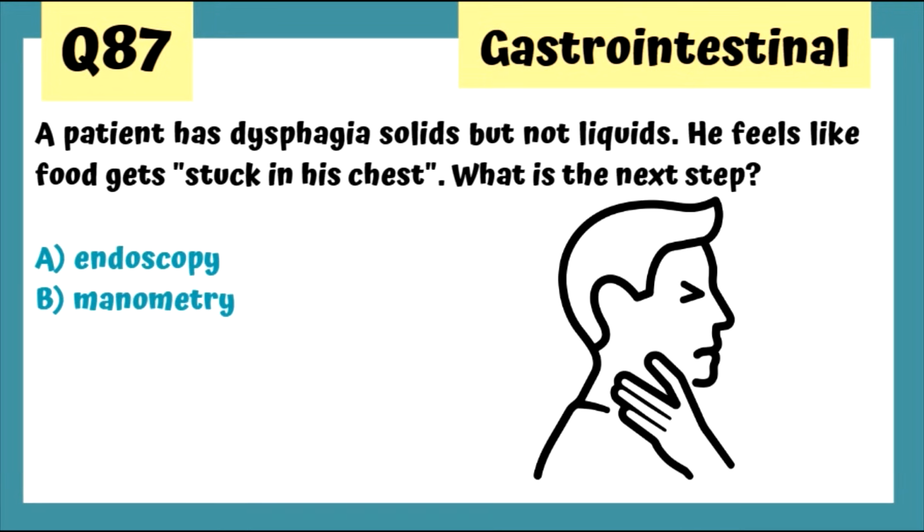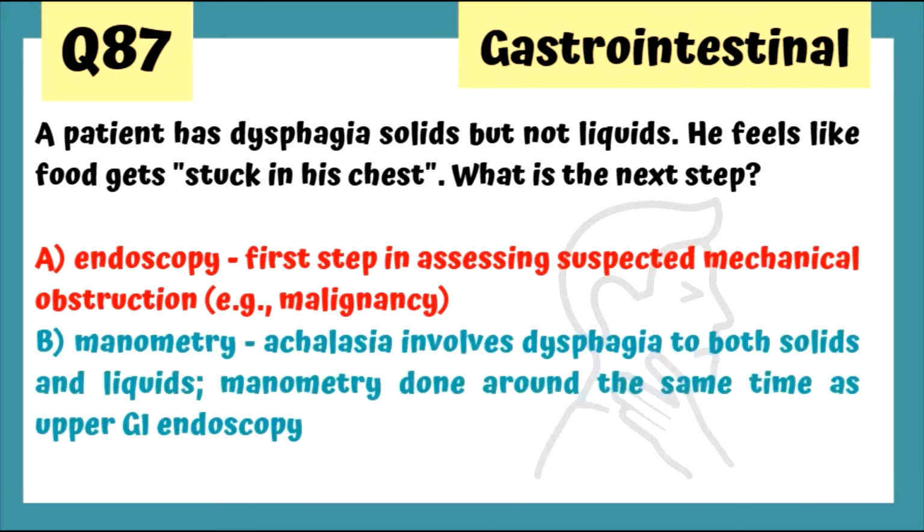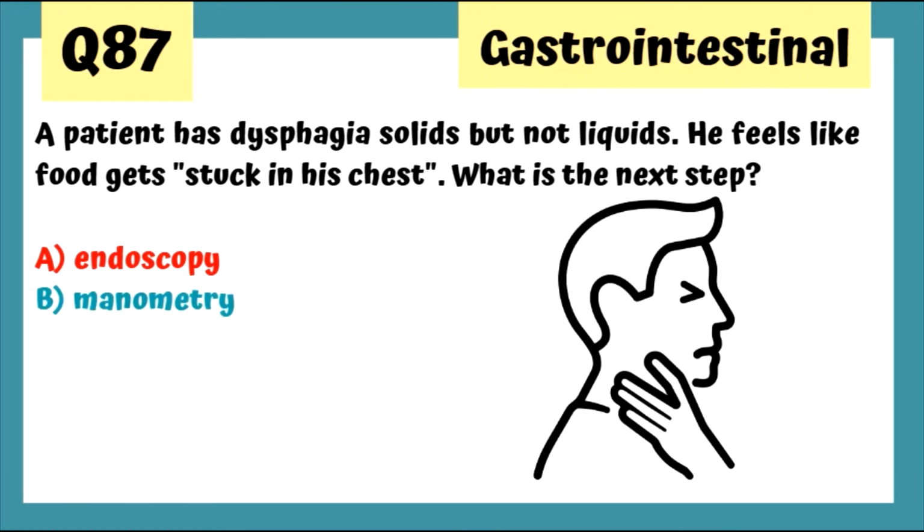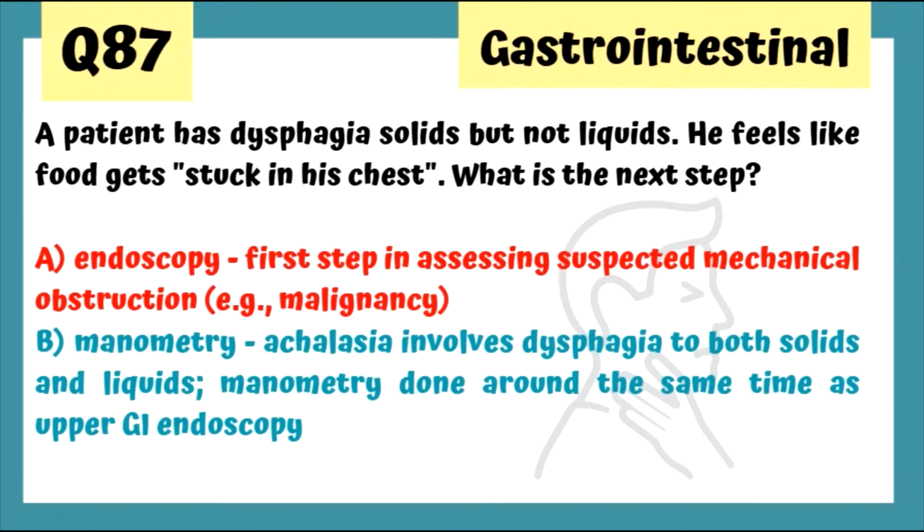Question 87. A man has dysphagia to solids but not liquids. He feels like food gets stuck in his throat. What's the next step? We already mentioned this. Endoscopy. First step in assessing suspected mechanical obstruction would be malignancy. Manometry would be if there's something like achalasia, but that would be to both solids and liquids. The fact that there's dysphagia to solids but not liquids makes us think that this is more of a malignancy.